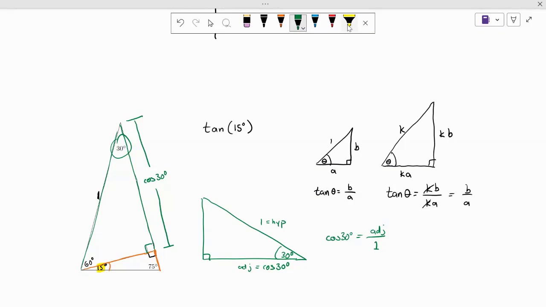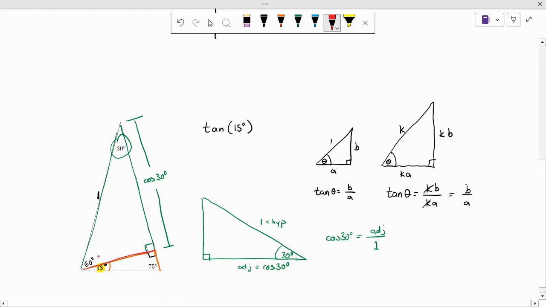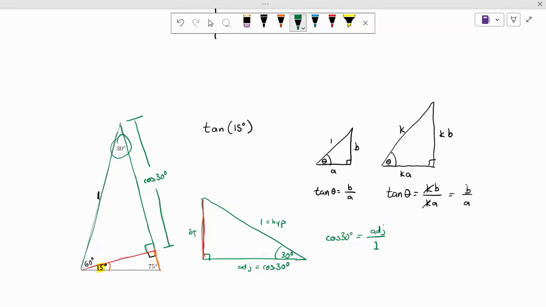Well, then what about this opposite side? You can think of this side as either being opposite the 30-degree angle or adjacent relative to the 60-degree angle. I'm just going to think of it as opposite the 30-degree angle. And we know that sine of our angle relates the opposite side to the hypotenuse, which has length 1. So the opposite side must be sine of 30 degrees.